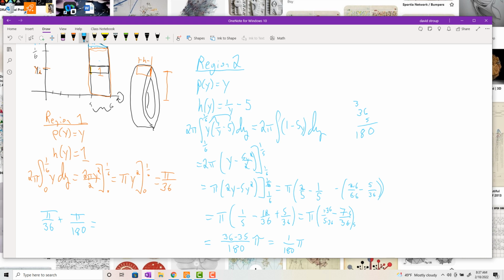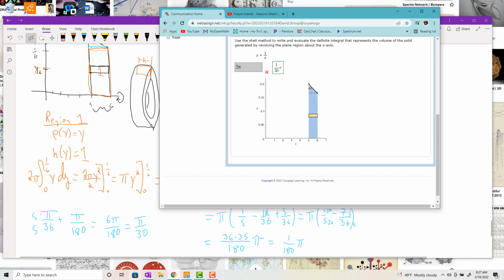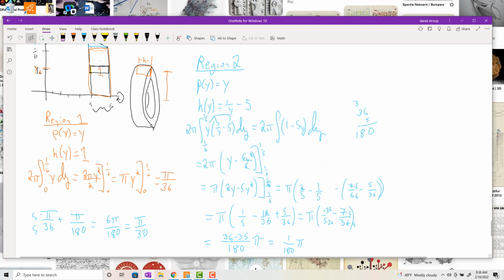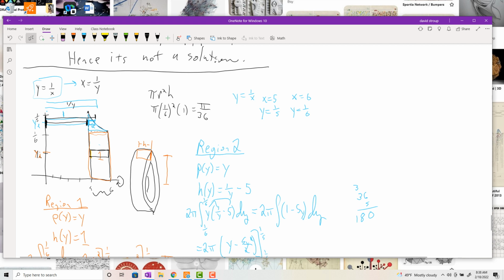And then multiply top and bottom here by 5. Looks like you're going to get 6 pi all over 180. And of course, it's just pi over 30, which seems like a funny answer, but let's see if it's right. Oh, yay, I got it. All right, so there it is. Hopefully that makes some sense.